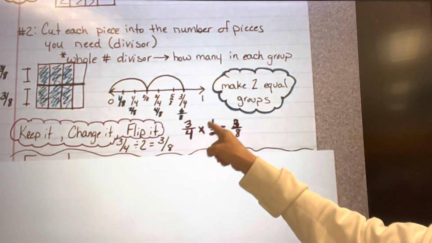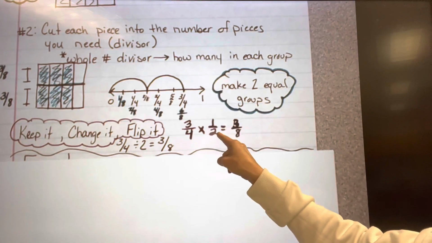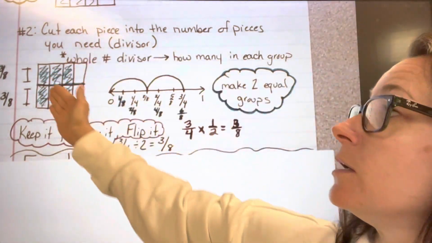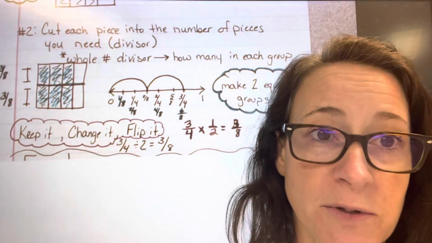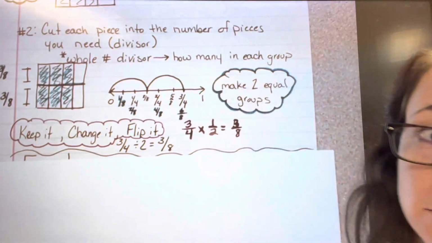Anyway, so 3/4 times 1/2, you multiply your two numerators, you get 3. Multiply your two denominators, you get 8. And the answer is 3/8. So we can see how you can model it and how you can use the algorithm of keep it, change it, flip it, or multiplying a dividend by the reciprocal.